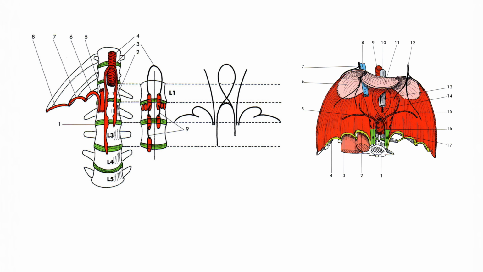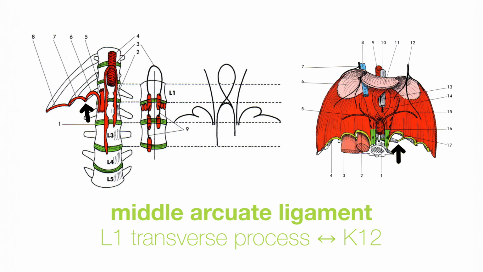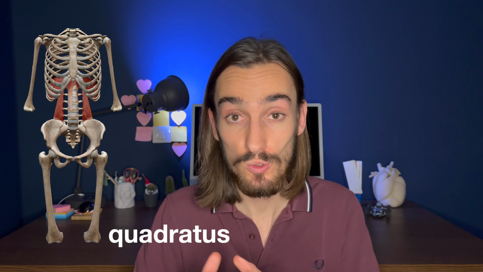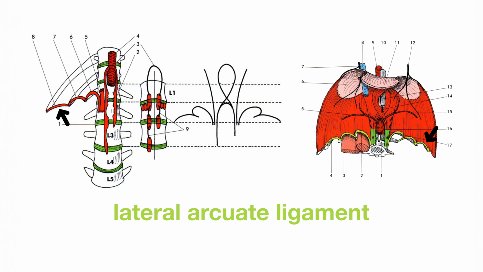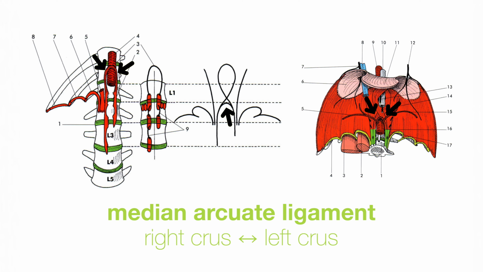The middle arch or middle arcuate ligament extends from the tip of the transverse process of the first lumbar vertebra to the tip of the 12th rib. It gives passage to the quadratus lumborum muscle. And the lateral arch or lateral arcuate ligament extends from the tip of the 12th rib to the tip of the 11th rib. The left and right crura will crisscross at their superior parts, forming the median arch or median arcuate ligament.